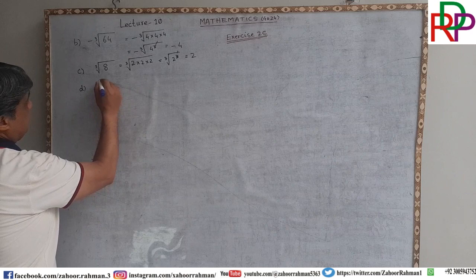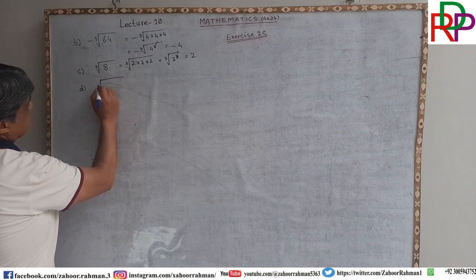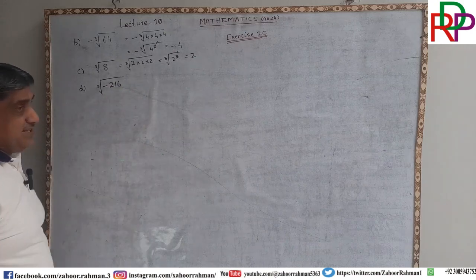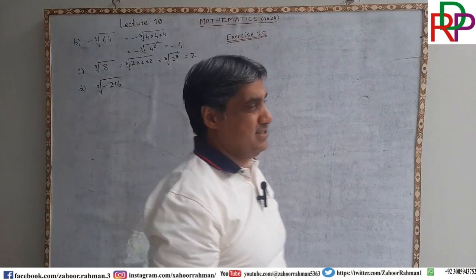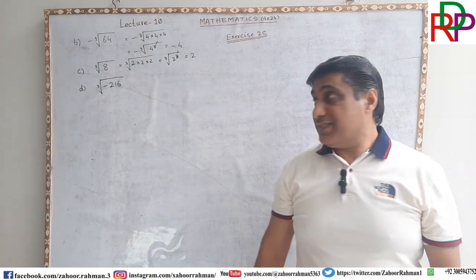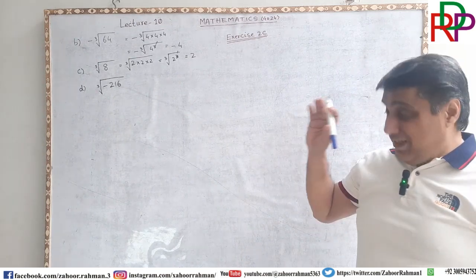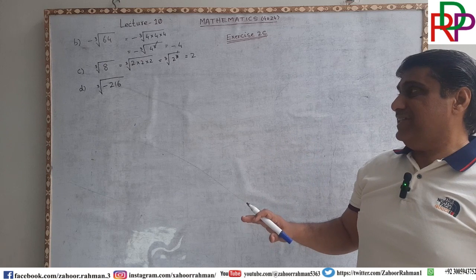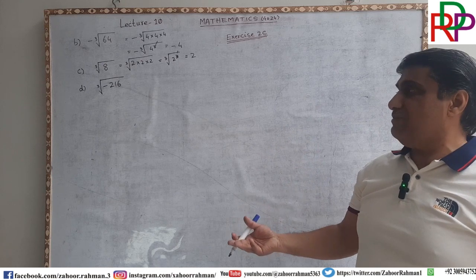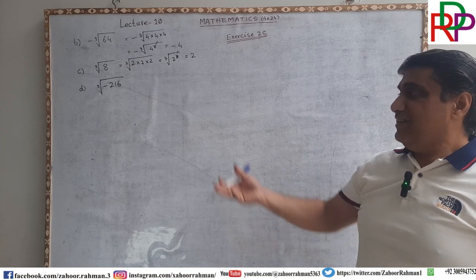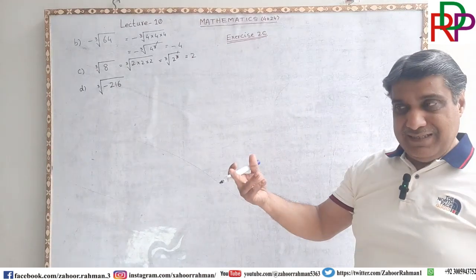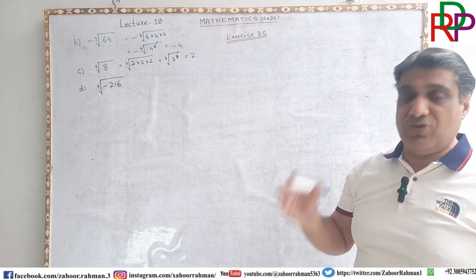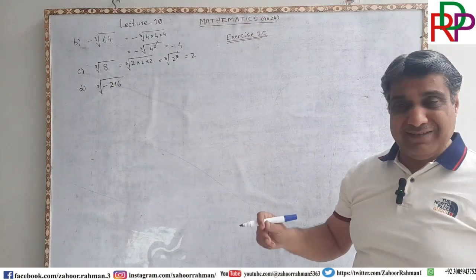Cubic root of minus 216. There is a concept for you, ladies and gentlemen, because when students see a negative symbol inside the root symbol, they say it is not possible. Yes, it is not possible, but only in the square.